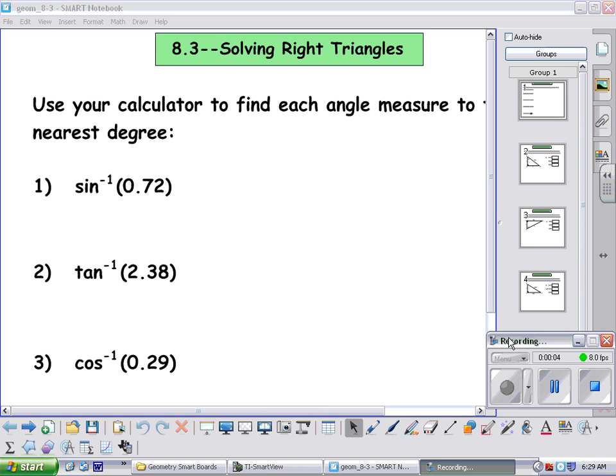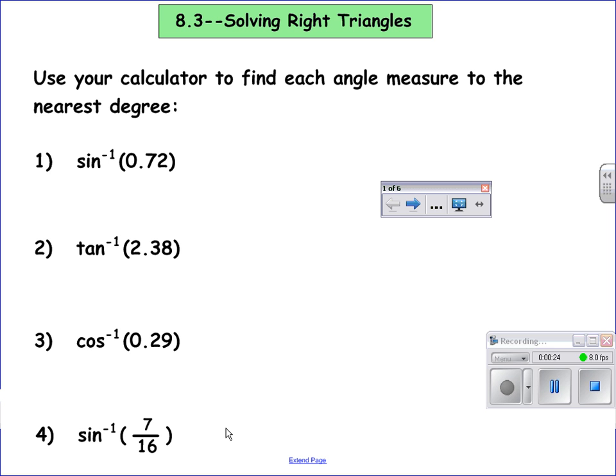How's everybody today? Today we are going to be in 8.3 in your book. We're going to be solving right triangles. And the only thing we really need to talk about still is, well, we can find missing sides in right triangles, but today we need to be able to find missing angles. And the way we're going to do that is we're going to be given a ratio, basically. We're going to be given a ratio.